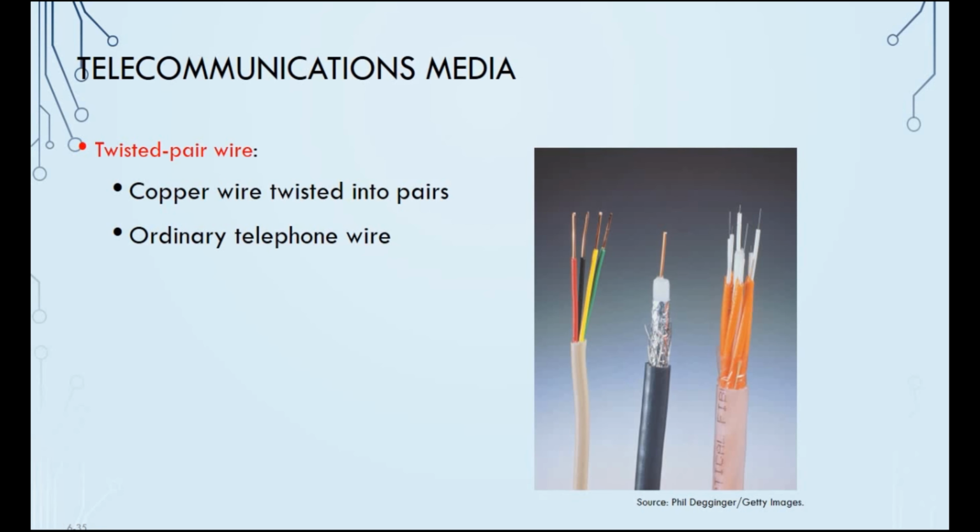So let's talk about telecommunications media. A twisted pair cable consists of 2 thin copper wires twisted to form a spiral. The wires are twisted to reduce the amount of interference from other cables. They are commonly used by telephone systems.